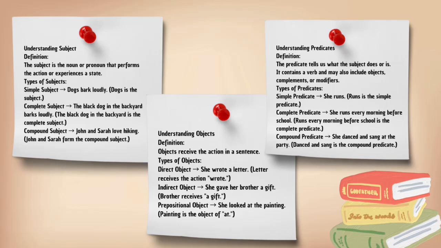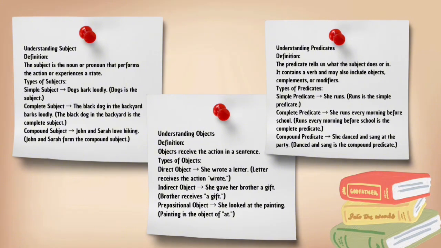For example, she runs. Runs is the simple predicate. Another example, the baby cried. Cried is the simple predicate. For the second one, we have complete predicate. Complete predicate is the verb plus any modifier, object, or phrase that provides additional information. For example, she runs every morning before school. The simple predicate is runs, and the complete predicate is runs every morning before school.